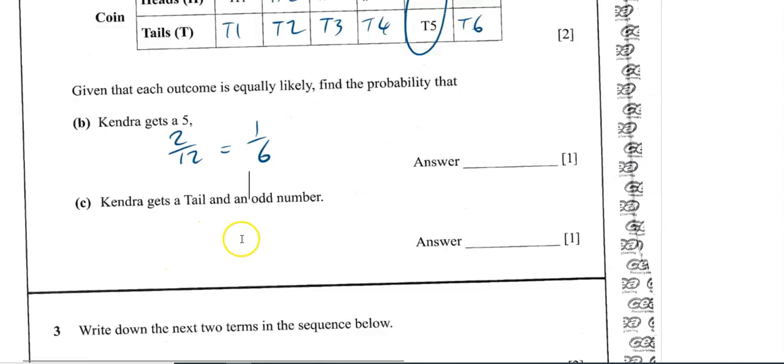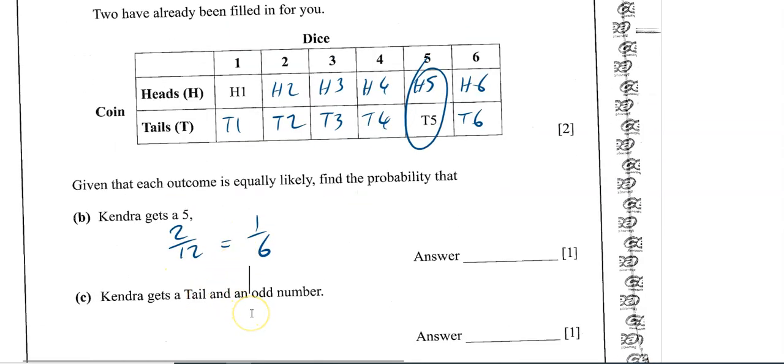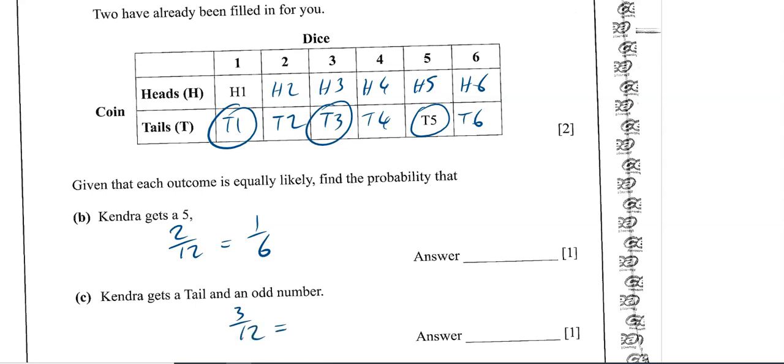Kendra gets a tail and an odd number. So let's just circle all the ones which are tails and odd numbers. So tails and odd numbers. So you have a tail 1, a tail 3, a tail 5. So a tail and an odd number is 3 out of 12, which works out to be 1/4.